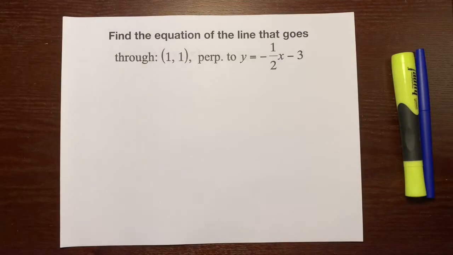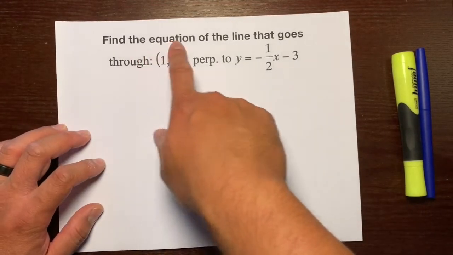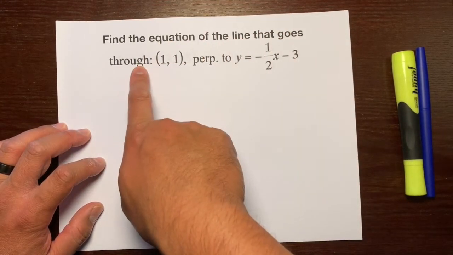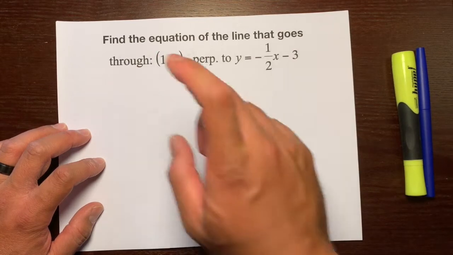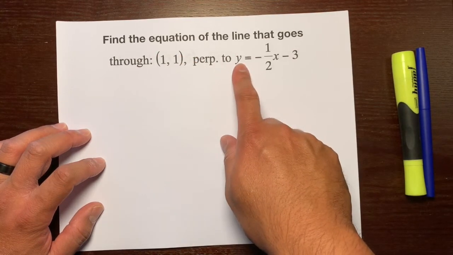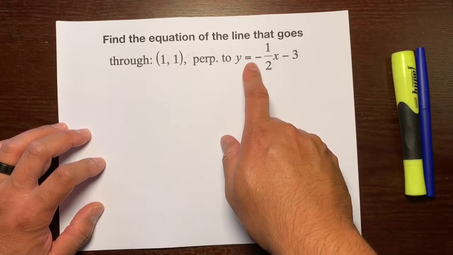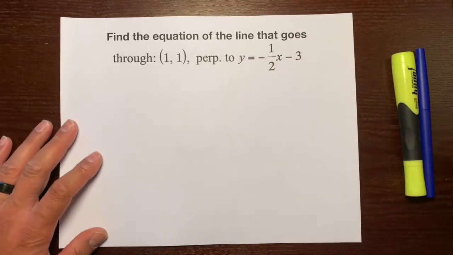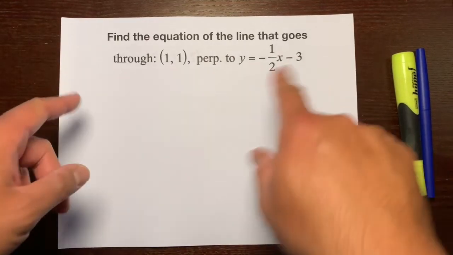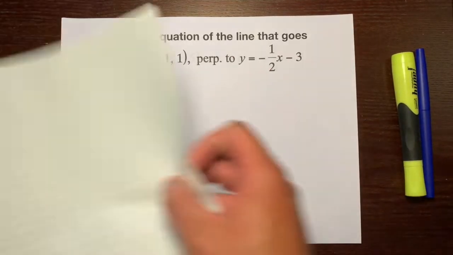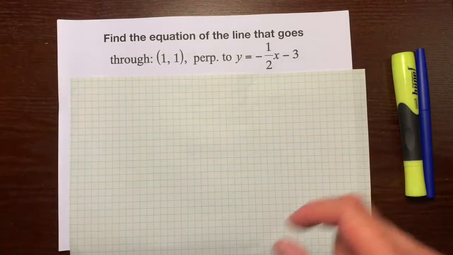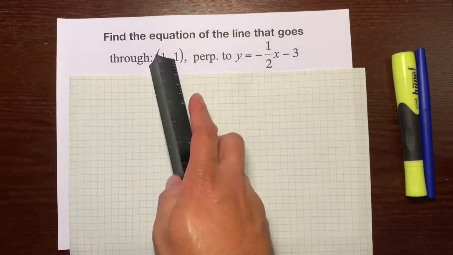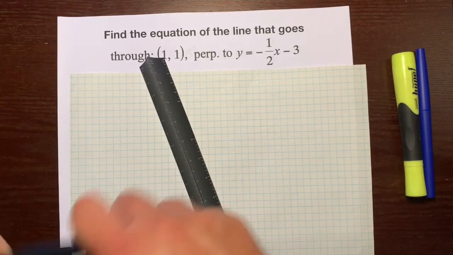So yeah, pay attention. We want to find the equation of a line that goes through the point 1, 1, and is perpendicular to this line with the equation y equals negative 1/2 x minus 3. So, few things. Let me show you what this really means on graph paper. If we graph this, it'll start to make sense.